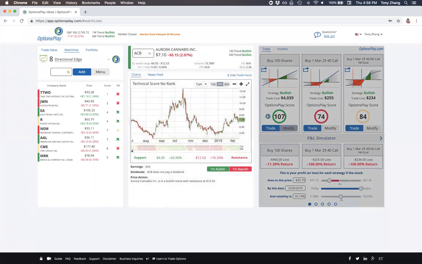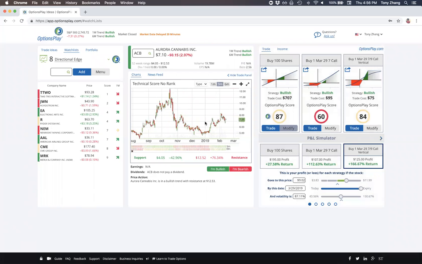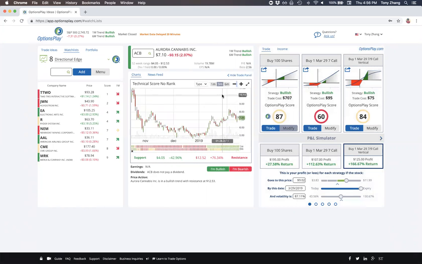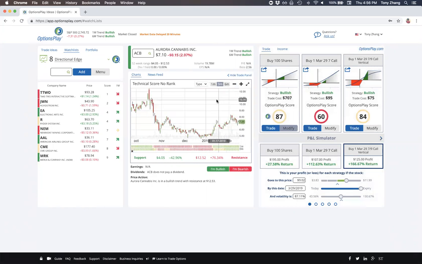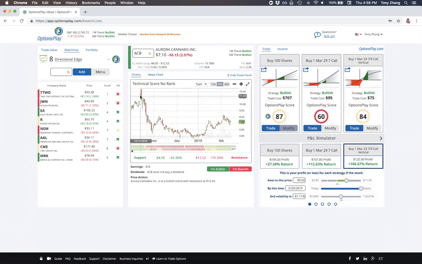ACB, Aurora Cannabis. This stock we actually don't rank because this is one of the smaller cap names. It simply doesn't have quite enough price history for us to rank. So unfortunately, I don't have a rank for you. Looking at this chart, this doesn't look like a particularly strong chart. As you can see, this has really underperformed the market since October. But it is starting to turn around. As you can see, it turned around just like many other stocks here in mid-January, starting to form higher highs and higher lows. So you do certainly have plenty of upside.